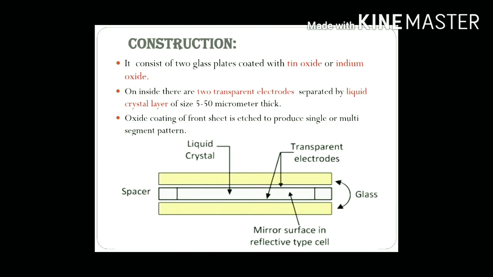Construction of dynamic scattering type liquid crystal cell. The display consists of two glass plates, each coated with tin oxide or indium oxide. Inside, there are two transparent electrodes separated by a liquid crystal layer of size 5 to 50 micrometer thick. The oxide coating on front sheet is etched to produce single or multi-segment pattern of characters, with each segment properly insulated from each other.